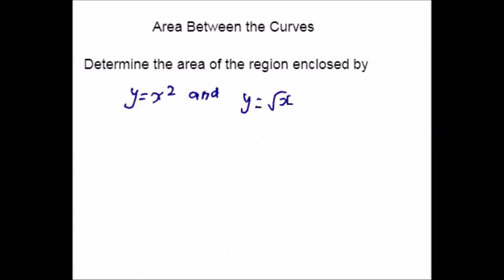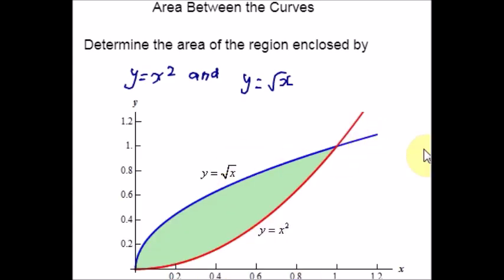Here is the next example. We are supposed to determine the area of the region enclosed by two curves, y equal to x square and y is equal to square root of ax. Let me draw the graph first. Here is the graph. First of all, just what do we mean by the area enclosed by?